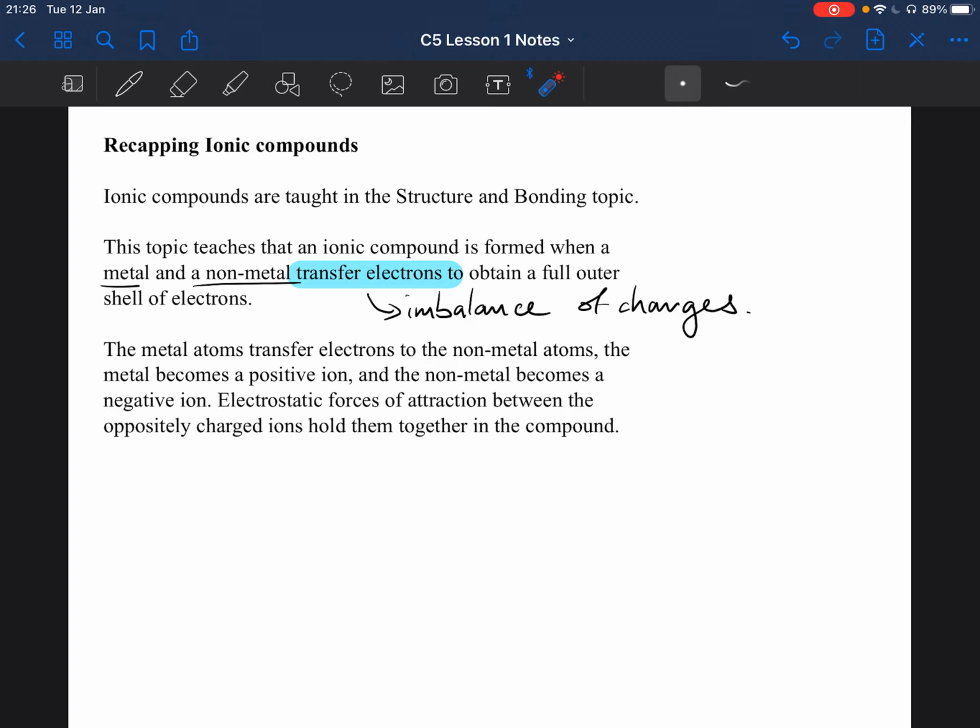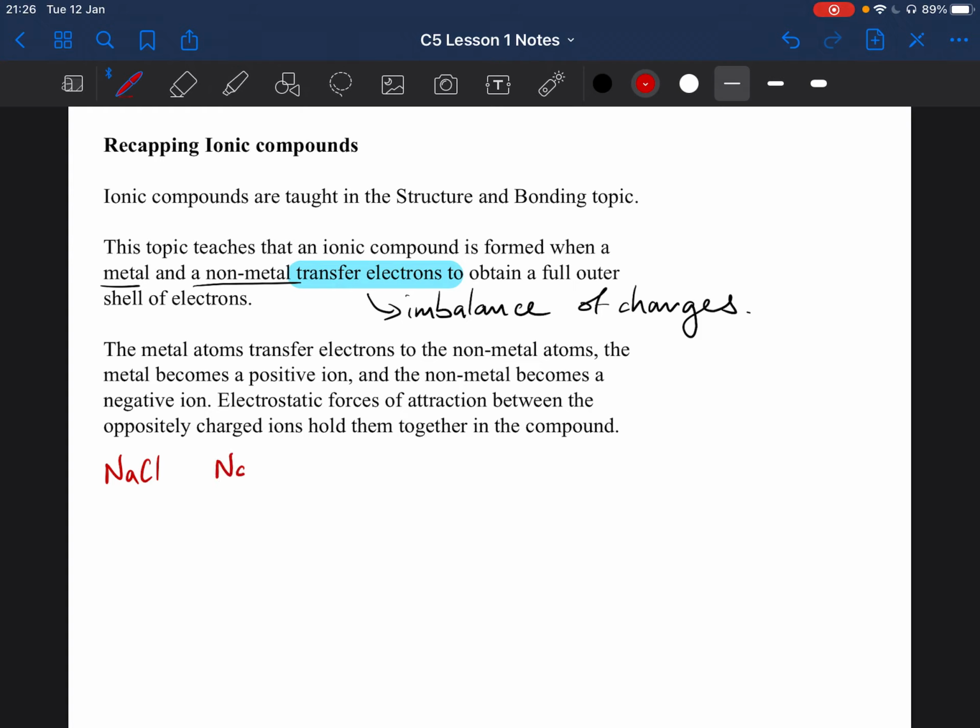So if we look carefully, the metal atoms transfer electrons to the non-metal atoms. The metal atoms become positive and the non-metal atoms become negative. Electrostatic forces of attraction between the oppositely charged ions hold them together in the compound. So if I give you an example of one of our ionic compounds, this is NaCl.